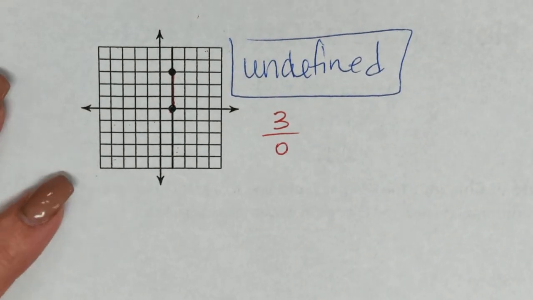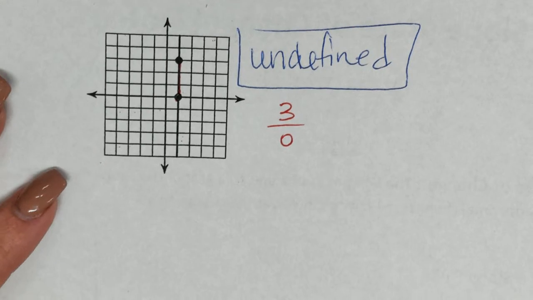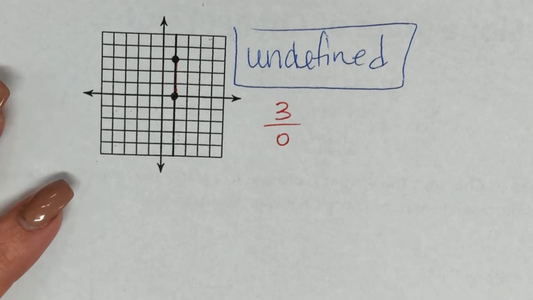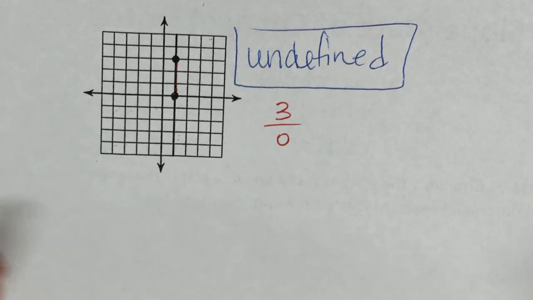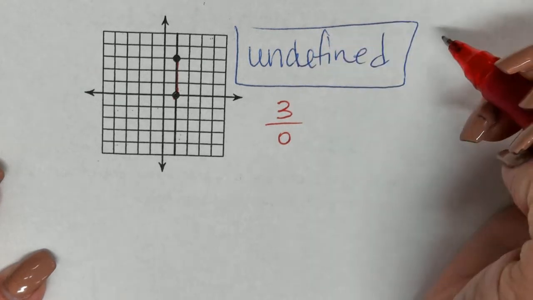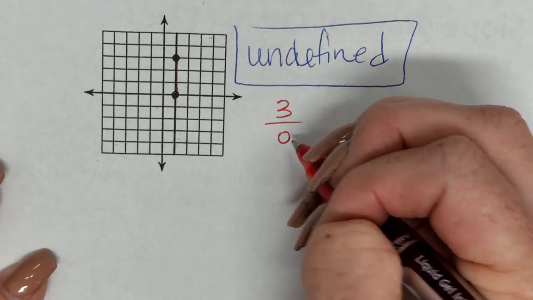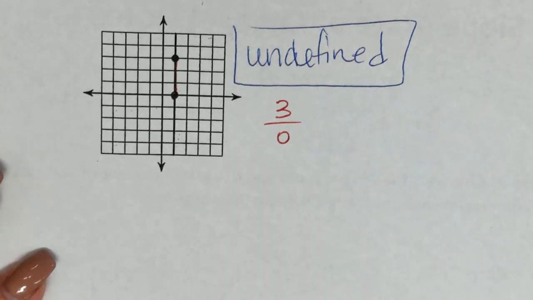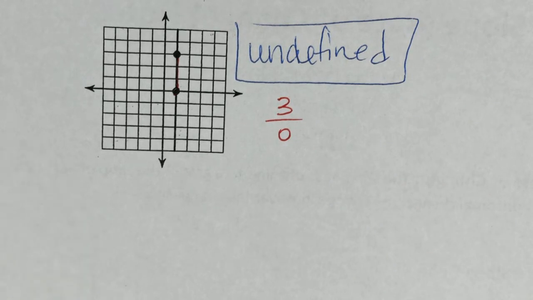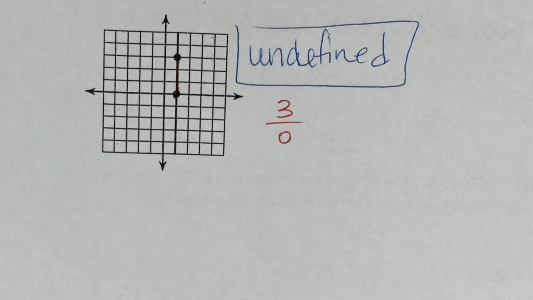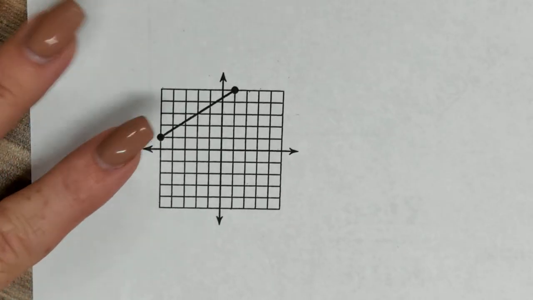And you can never have a 0 as a denominator, as a bottom number. You can't do it. So the answer is undefined because you cannot have 0 as a bottom number. Okay? But you don't even need to know that. You just need to know if it's straight up and down, it's undefined. All right, how about this one?